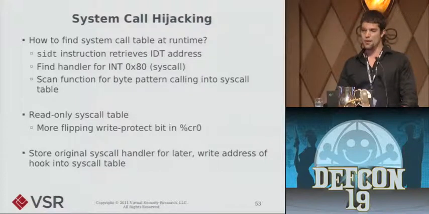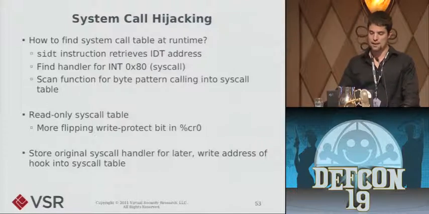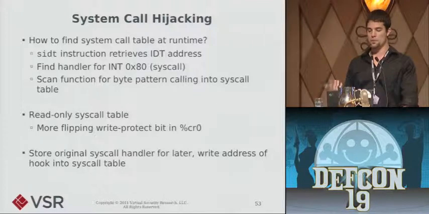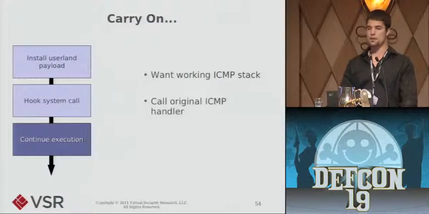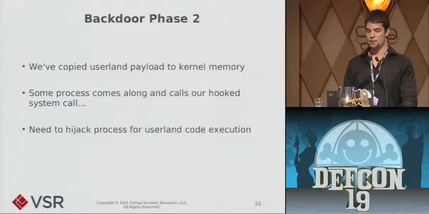The system call table on Linux is read-only, but we've already figured out how to get around that. We just flip that magic bit in CR0, and we can write to read-only memory. So what we do is we just keep that system call handler, whatever one we want to hook, for later, because we're going to need it, and we'll write the address of our hook code into the system call table. So now whenever someone calls that system call, it'll execute our code. Because we want the ICMP stack to keep working, we just actually call the original ICMP handler that we kept around, so the machine still pings.